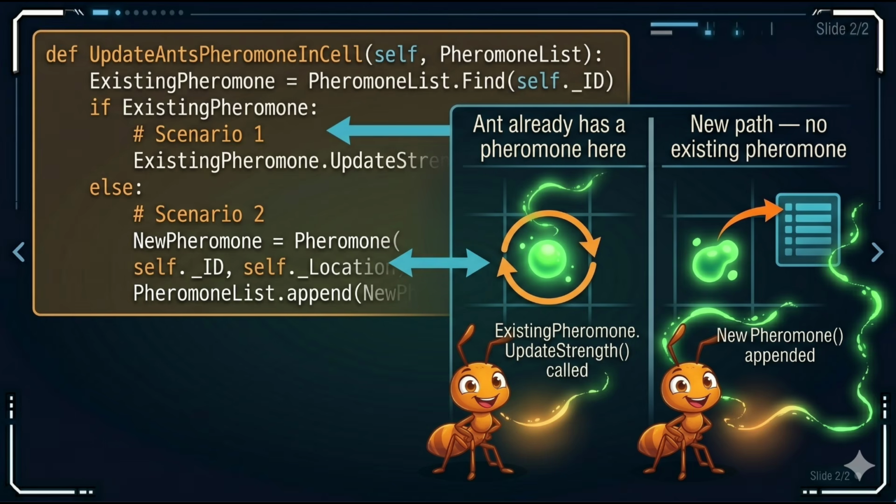One more key method is the update ant's pheromone in cell. This is called when an ant that's carrying food moves through a cell. It loops through all existing pheromones. If it finds one at the same location as the ant, and the pheromone belongs to this ant with the same ID, it calls update strength to refresh it back to full strength. Then it returns immediately. If it loops through everything and finds no matching pheromone, it means that this ant is blazing a new trail, creating a new path it hasn't walked before. So it appends a brand new pheromone object to the list. This is why established routes get stronger over time. Every ant that walks them refreshes the pheromones rather than creating duplicates.